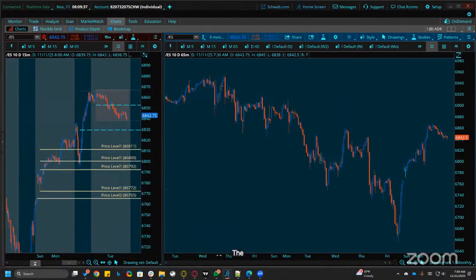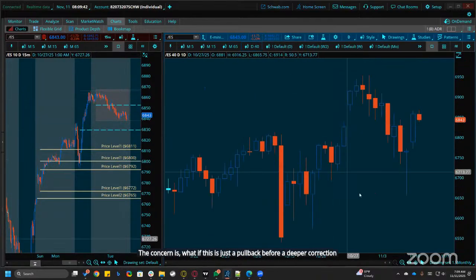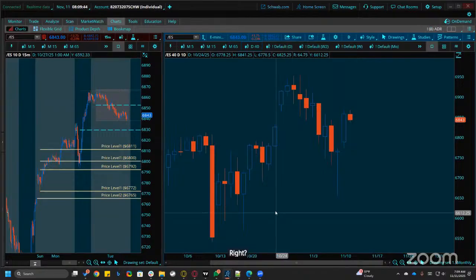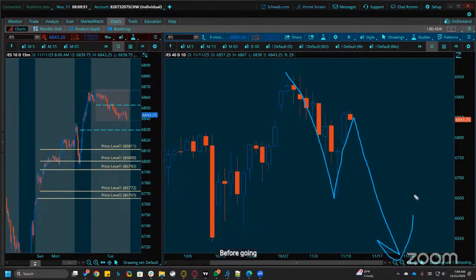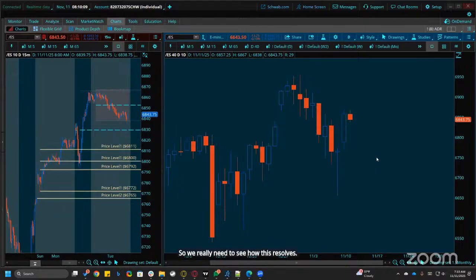The concern is, what if this is just a pullback before a deeper correction? I didn't really touch on that too much, but if this is just a pullback before going lower, that's the concern, right? It could be something like a dead cat bounce sort of behavior. So we really need to see how this resolves. That's what I got for you guys.